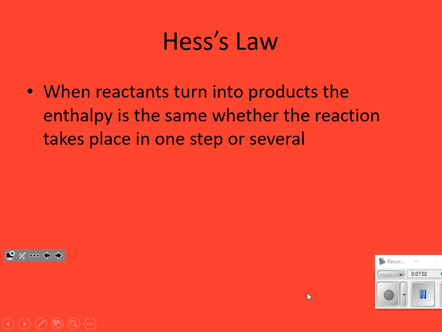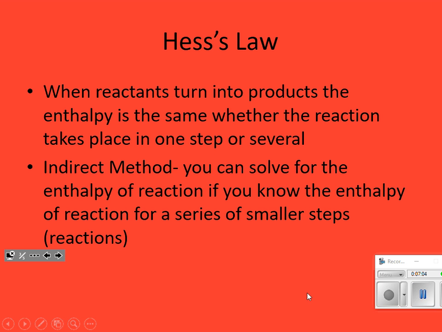And this then refers to what we call the indirect method, which again, I don't think you need to write down what the indirect method states. It states that you can solve for the enthalpy of a reaction if you know the enthalpy of a small series of steps. So what we're going to do is one of the questions on the practice sheet you picked up on the way in. You can either put it in your notes or on that practice sheet that was titled Standard Enthalpy of Formation Worksheet.